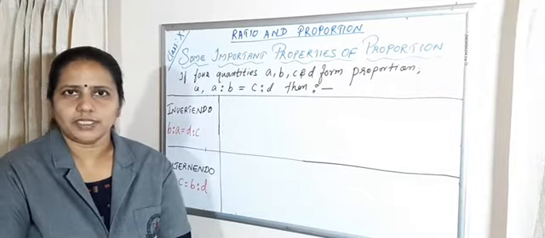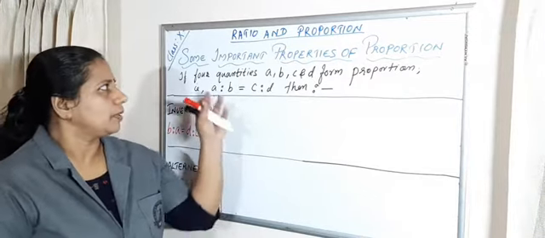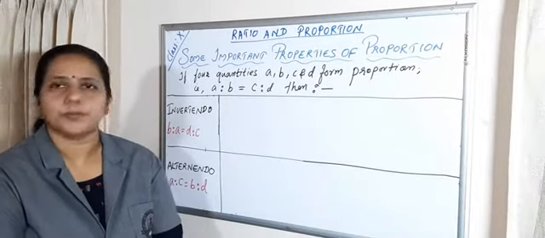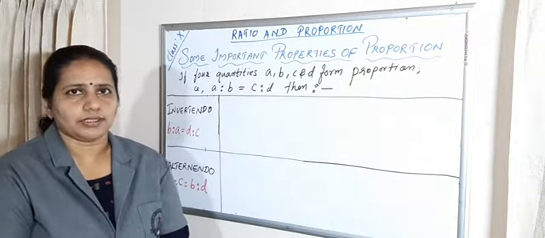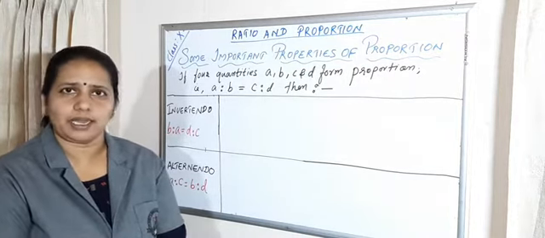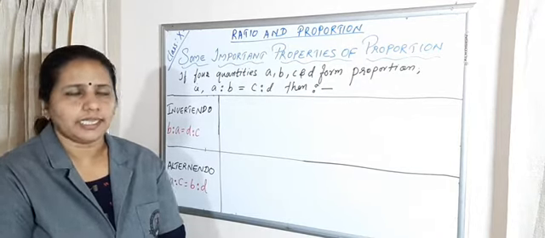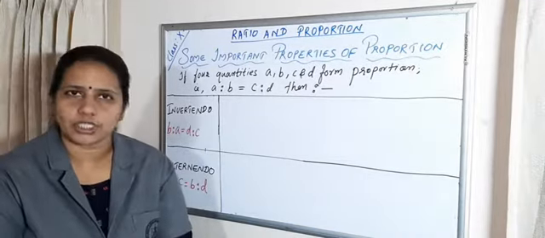Welcome back, children. Today I am taking some important properties of proportion. You have already known what proportion is. That is, if A, B, C, D are four quantities, then A is to B equal to C is to D.